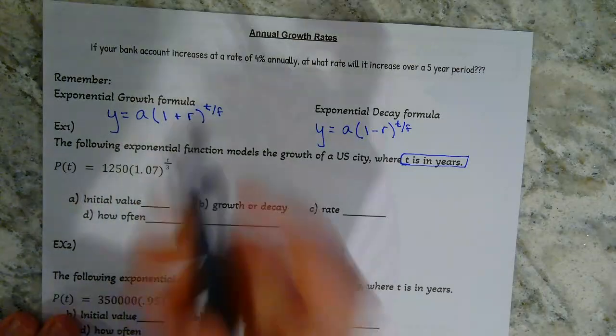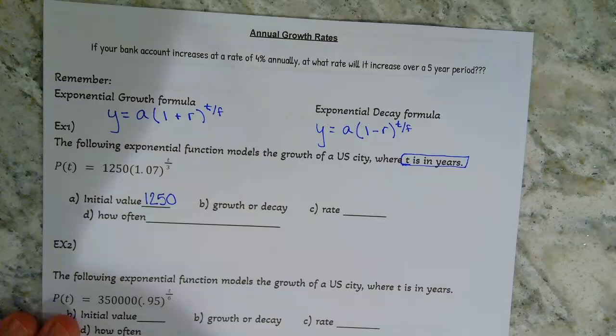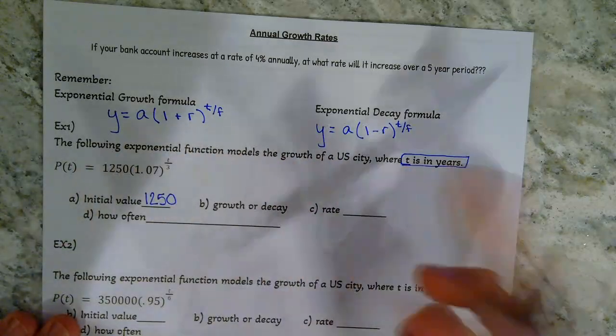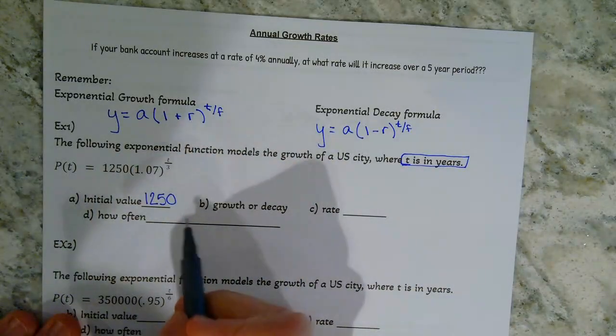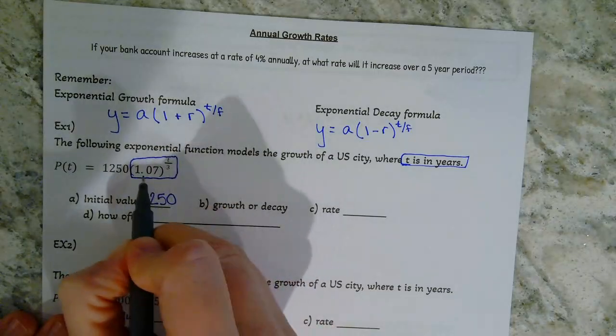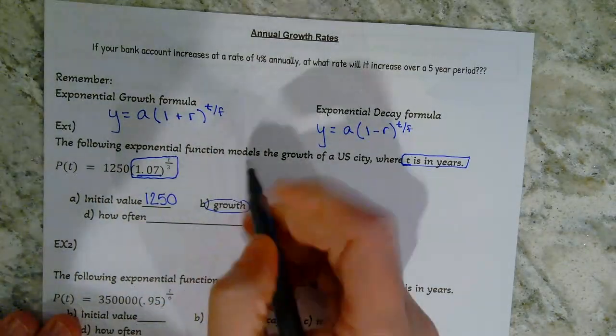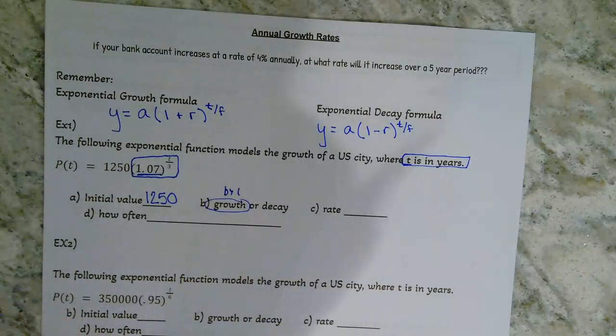Again, the initial amount is the a value. We have an initial amount of 1,250, and we're talking about population, people. Is this growth or decay? So we're looking at the b value attached to the variable. This number is clearly greater than 1, so we know this is exponential growth. Okay, that b is greater than 1.